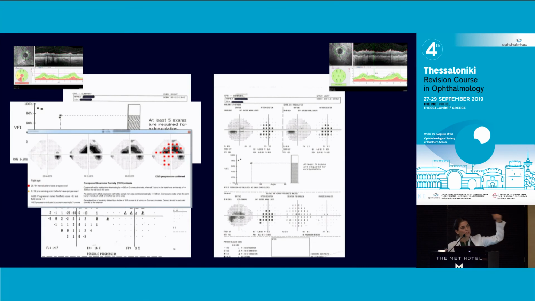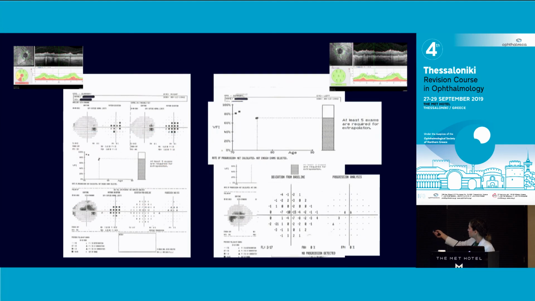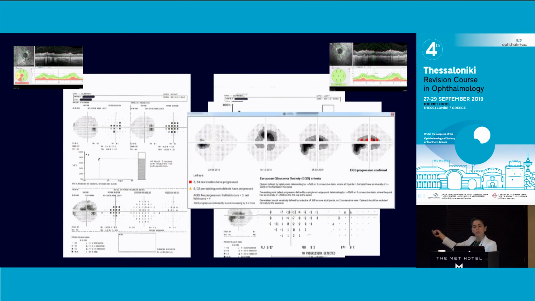So no big change here, but I realized that there were a lot of tests because we had different machines in the room that were not connected with the Zeiss platform. And when I put all the tests together, this was the real visual field there. And similarly, in the left eye, this was the real progression.